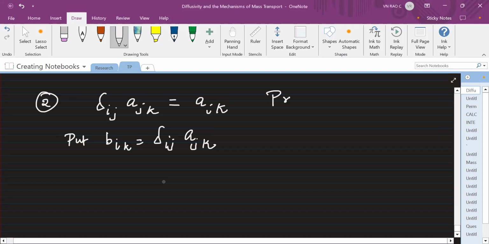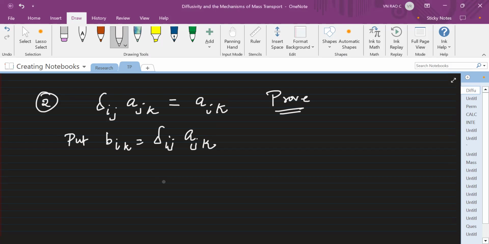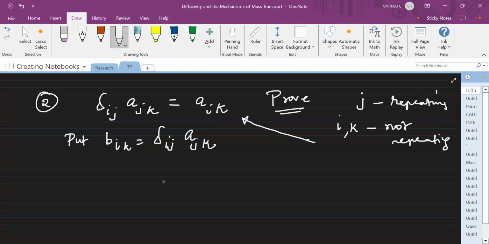Now we need to prove this relation. That means delta ij ajk is equal to aik. See here what is happening. J is repeating, whereas i and k are not repeating. So by just understanding this portion, you can directly write delta ij, where delta ij is a term given by Kronecker, and ajk. So j's are repeating. So ultimately the answer is aik. But how do we prove that?